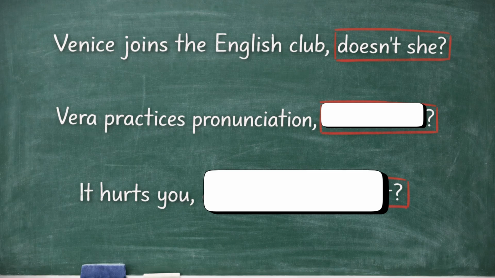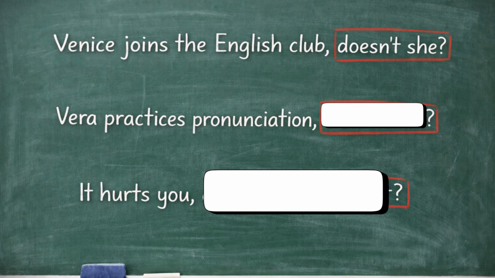So, doesn't she? Venice joins the English club. Positive base sentence. So the tag question attached to it should be, doesn't she? Or does she not? But in everyday normal conversation, particularly in the US, they always prefer the contraction version. Okay, Venice joins the English club, doesn't she?